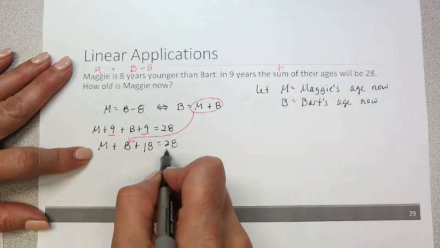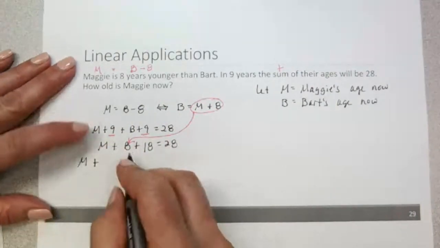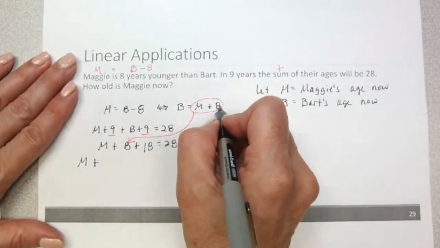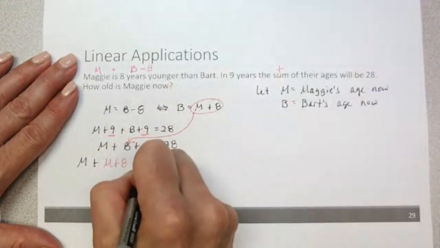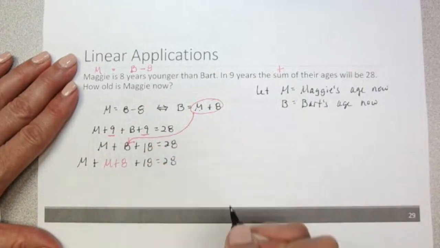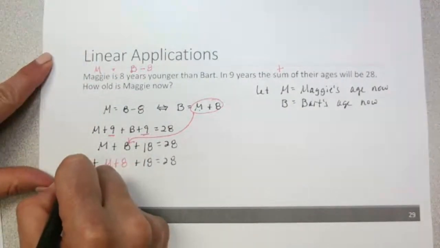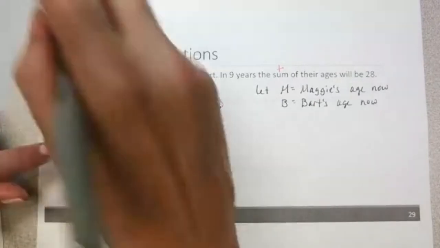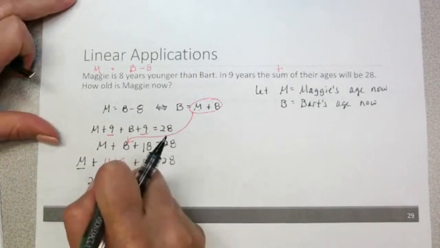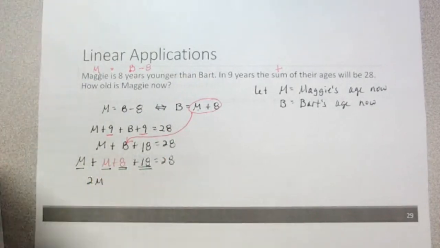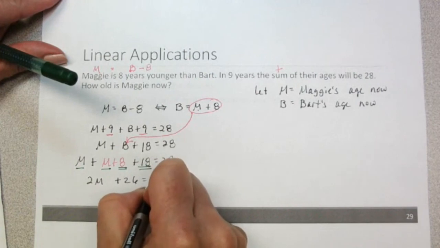And then I could rewrite this equation all in one variable. Maggie's age now, M, plus Bart's age now, which is M plus 8. We'll substitute that in there instead. Plus that 18 is equal to 28. Okay, now we can do some simplifying and solving here. Let's see, I've got some like terms. I can add these two M's together, can't I? Yep, I can say that that's a 2M. I could also add that 8 and the 18. That'd be 26. So 2M plus 26 equals 28.